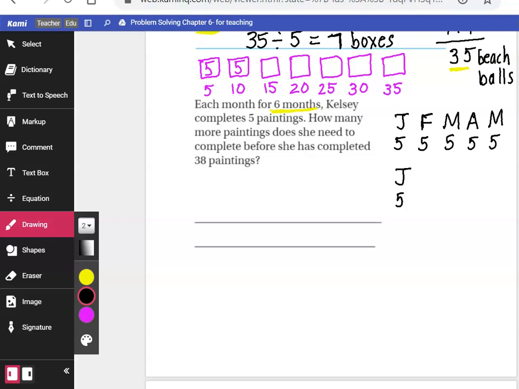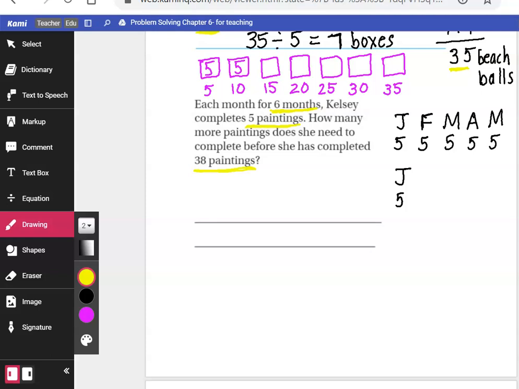I try to visualize that and put myself in the situation. So here we have our 5 paintings each month that she completes. Now let's figure out first how many paintings she painted over this 6-month time period. And then my question is now a multiple step because now I have the number 38. Do you know what 38 means? What is that going to represent in this problem?